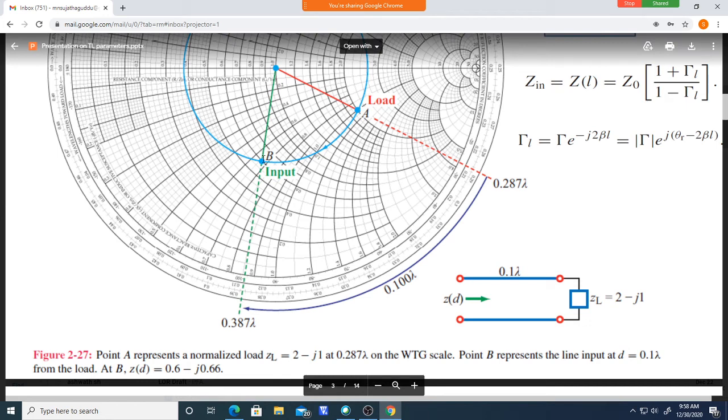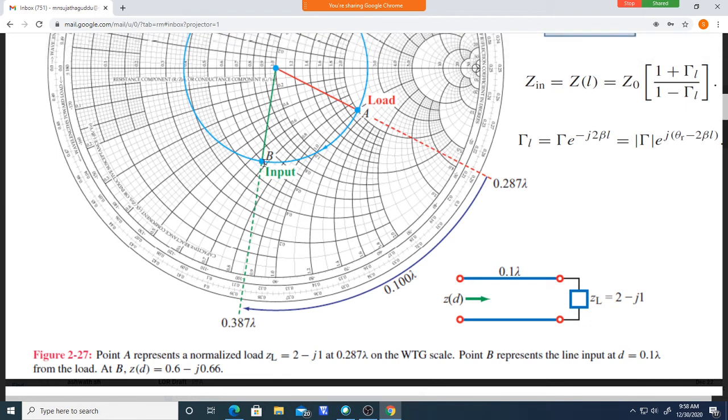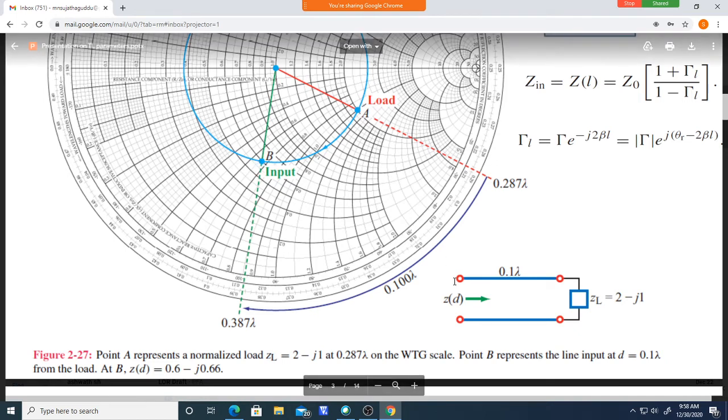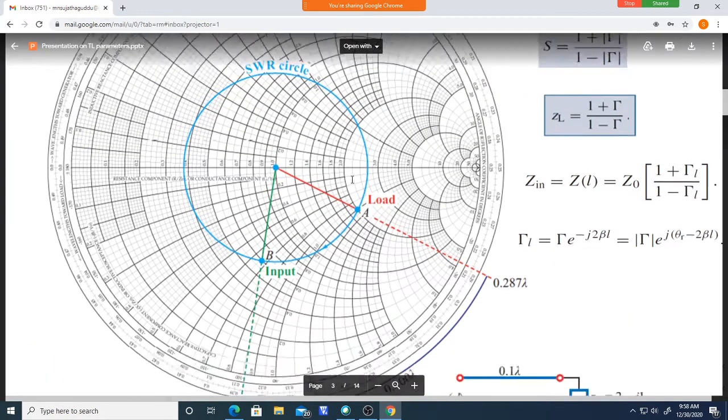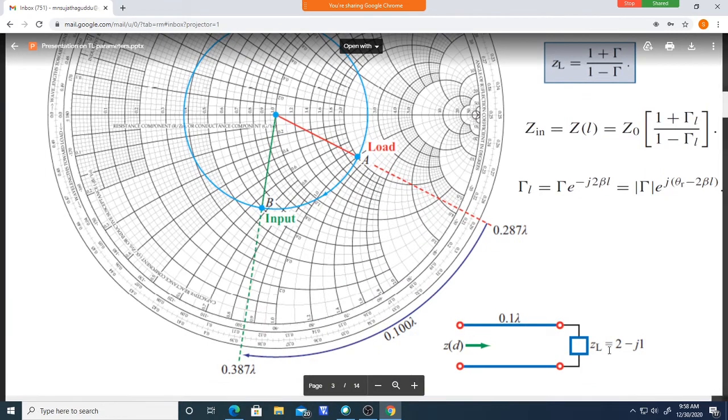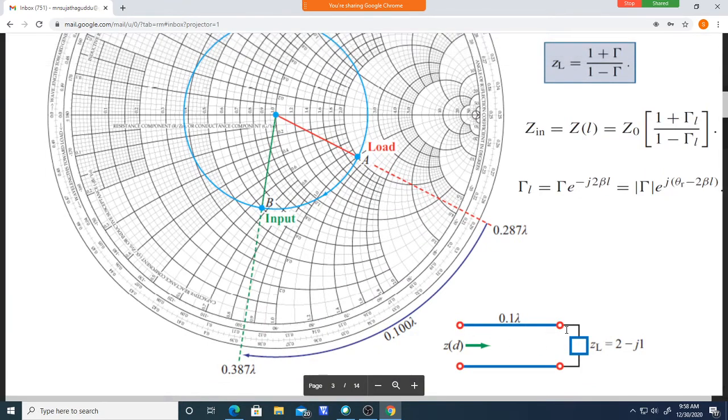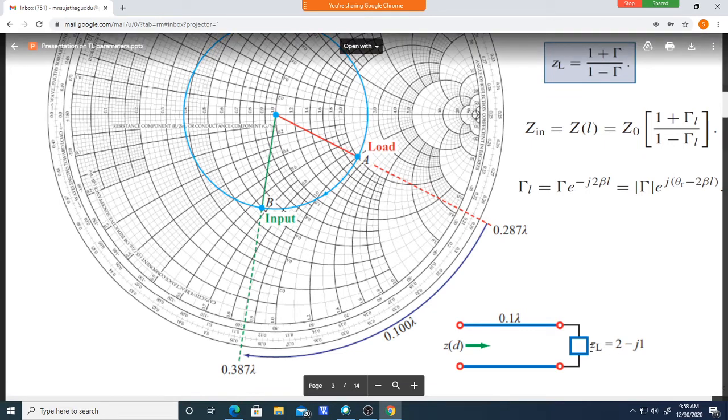It intersects the VSWR circle at some point. So whatever the impedance on the VSWR circle at point B, that gives the impedance at this position. So for any given distance like this, you can find the impedance on a Smith chart. Again, if you travel 0.5 lambda, see what is the impedance at 0.5 lambda from the load. For example, 0.1 is given, this is the impedance.